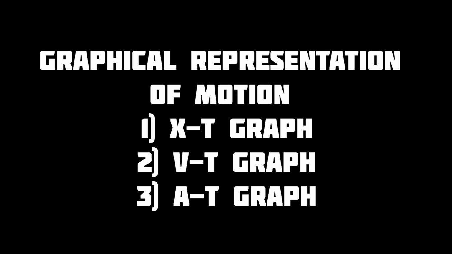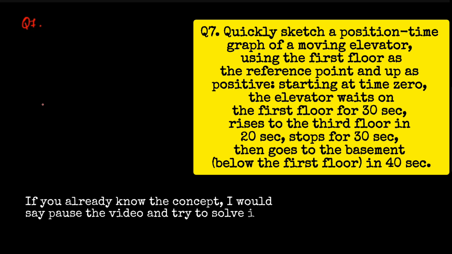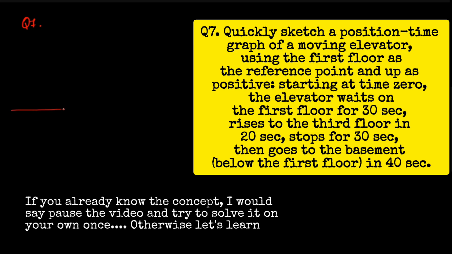Alright, let's try to sketch it. So it's a position time graph. It is question 7 from this worksheet A, graphing concept. The first floor is the reference point. Now just try to understand this thing. I'm not drawing a lift, but I'm drawing a reference point. So this is supposed to be the first floor, I'll assume.